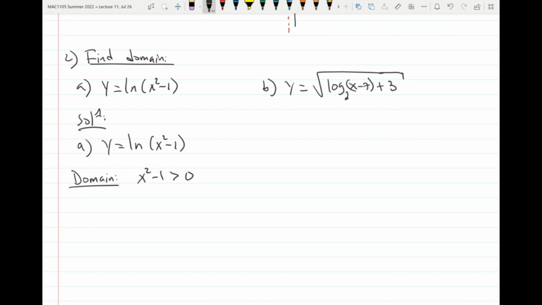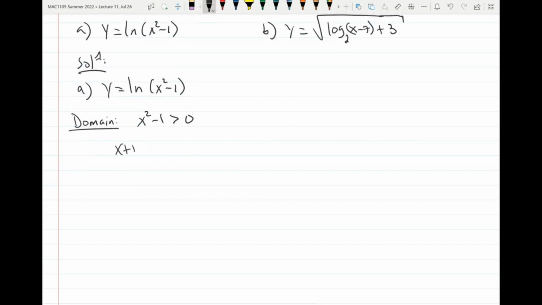It is a polynomial inequality. So x plus 1, x minus 1, and we factor because it's easier to find the zeros. So the zeros are -1 and 1. I don't want them because it's greater than 0, so we do open circles. And now we just find the sign.